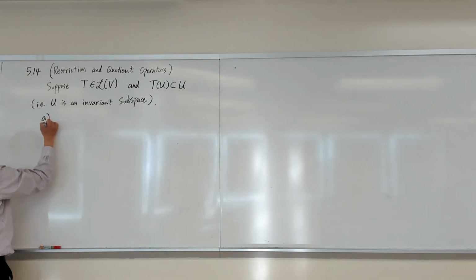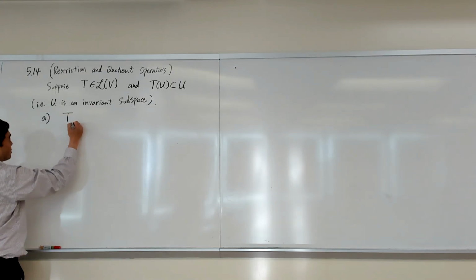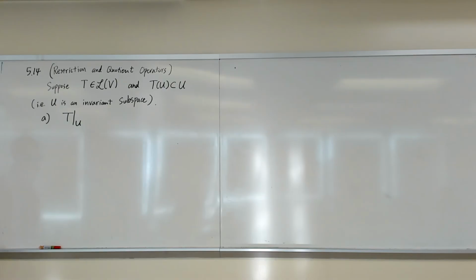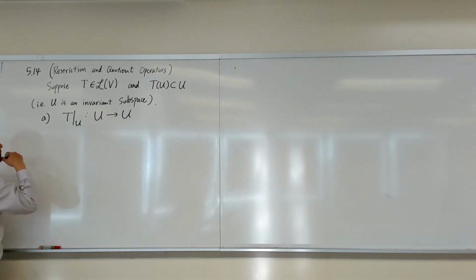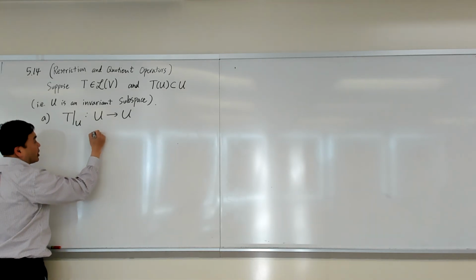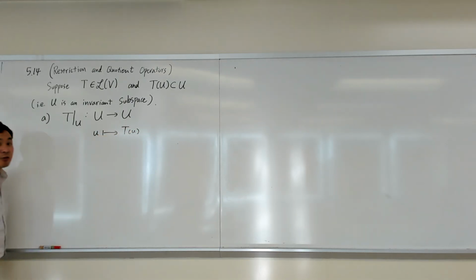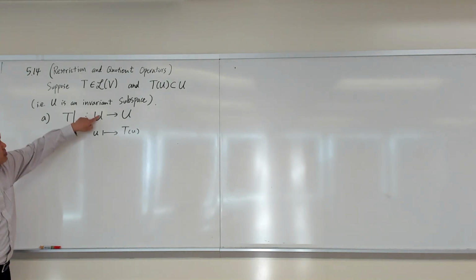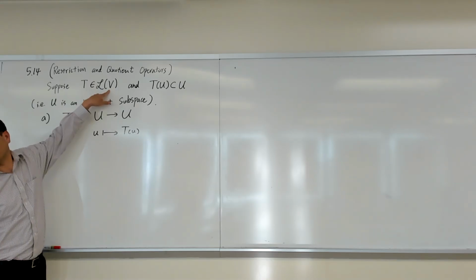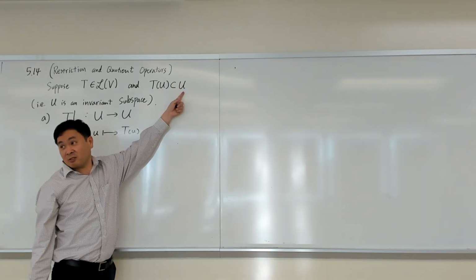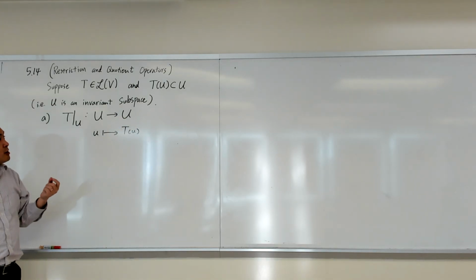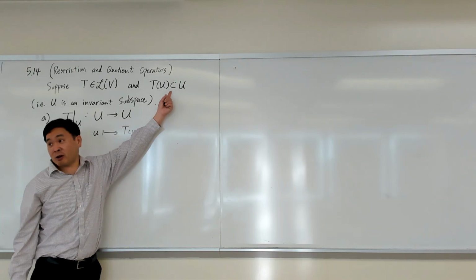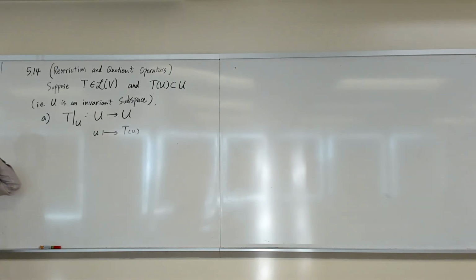Then T restricted to U is a map from U to U, so it's an operator on U, such that anything in this subspace is sent to T of U. This makes sense because any vector in U is by definition a vector in V, right? But because T of U is inside U, this will belong to U. So this restriction makes sense. And notice that this restriction will only make sense if it's an invariant subspace. If this is not true, then it wouldn't work.